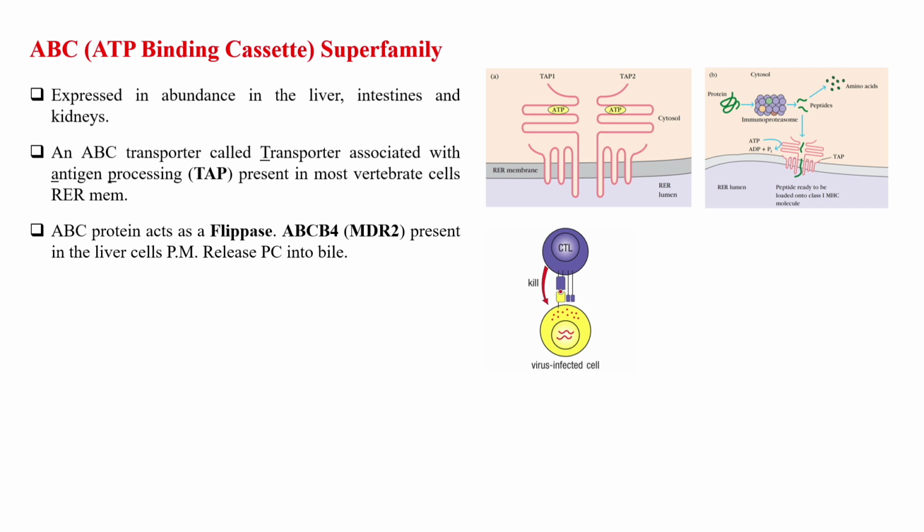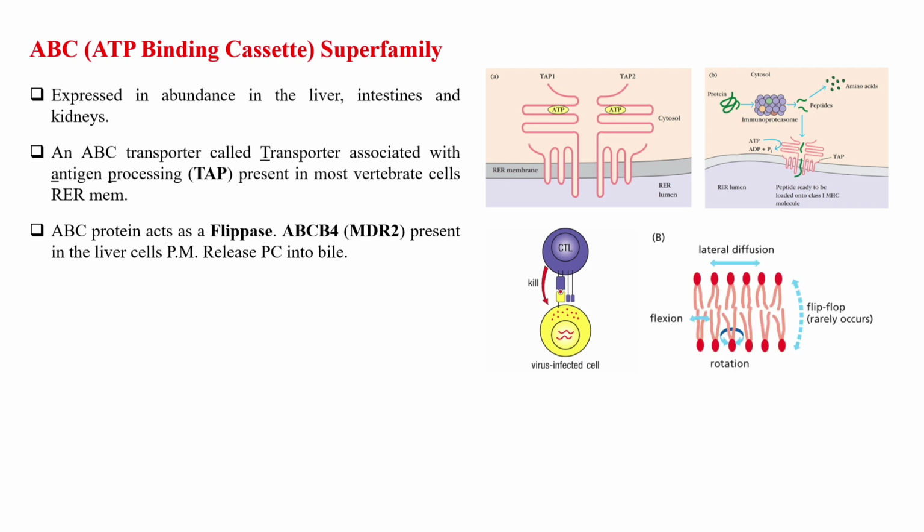Now, another important point is that ABC proteins can act as flippase. Now, what is flippase? In my plasma membrane video, I have mentioned that phospholipids can perform 4 different movements. One of them is called flip-flop, and that movement occurs very rarely because this movement is energetically unfavorable. Now, there are some enzymes called flippase, floppase, or scramblase. One enzyme called flippase can move the phospholipids from the cytosolic leaflet to the outer leaflet.